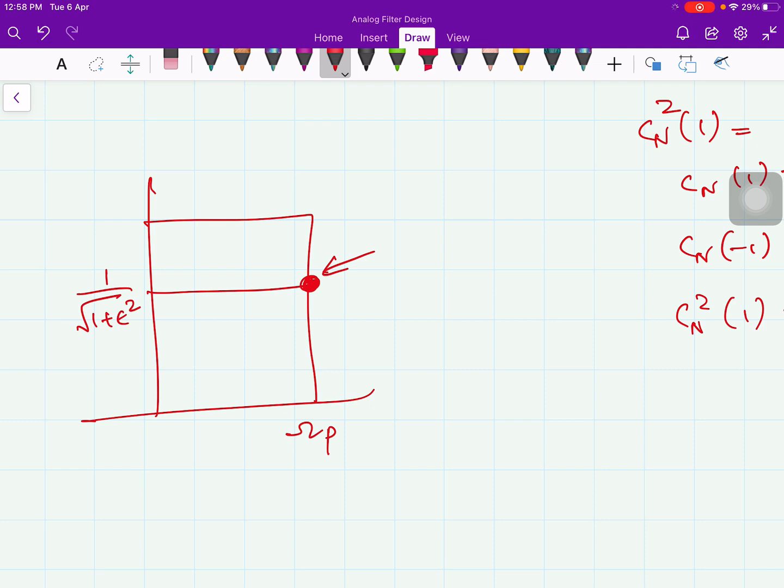In Butterworth case, what is the magnitude? It is 1 divided by square root of 2. This is for the Butterworth case, and this is for the Chebyshev case. It is equal to 1 by root 2 if epsilon equal to 1.